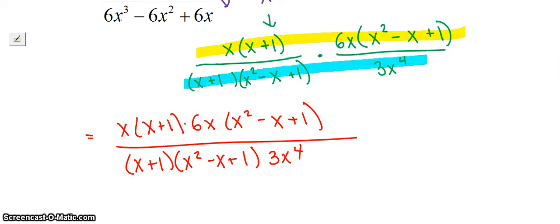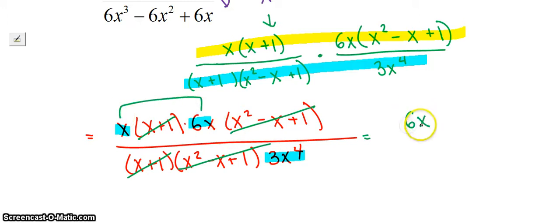So things you can cancel, let's look. Notice I have this polynomial twice, so that can cancel. I have an x plus 1 twice, so x plus 1 divided by x plus 1 is just 1. Now, I'm just going to rewrite this so we can see what's happening more. What's left here is you have an x, a 6x, and a 3x to the fourth. So if I combine these, x times 6x is 6x squared. On the bottom, we just have the 3x to the fourth.